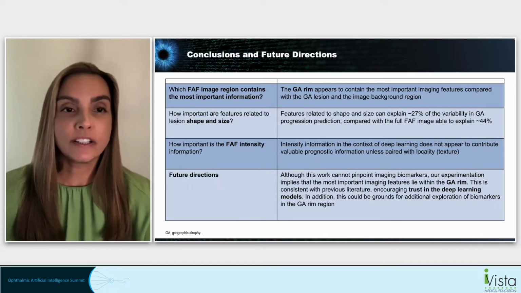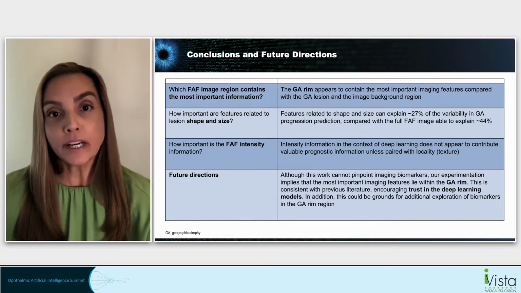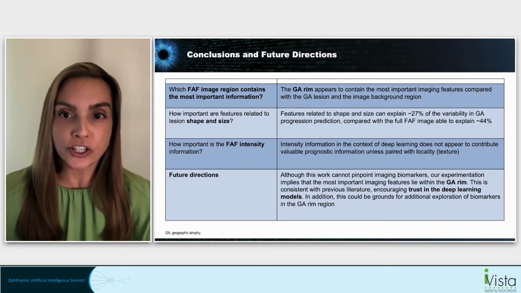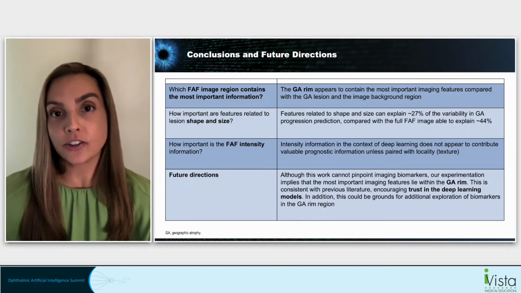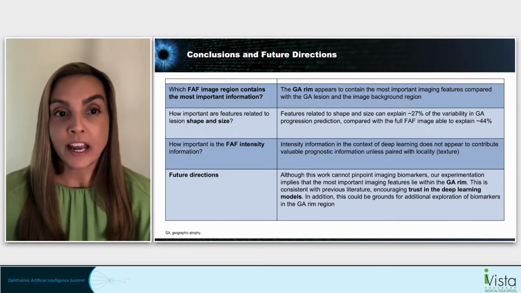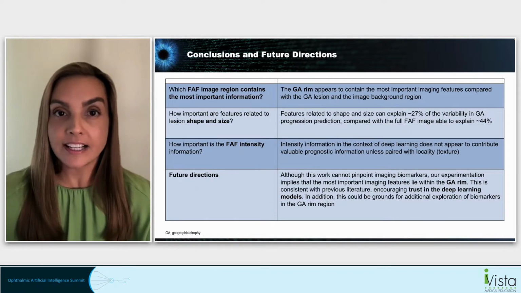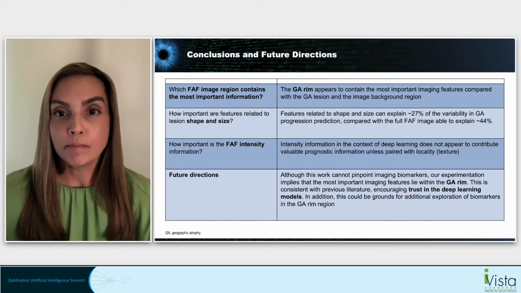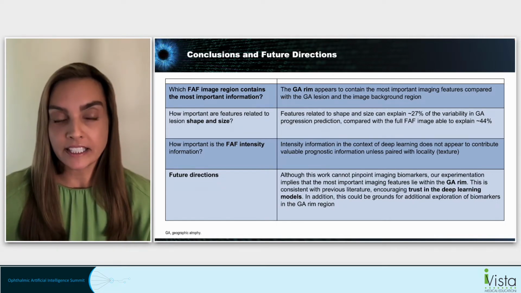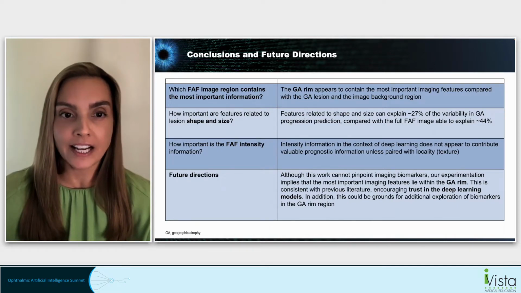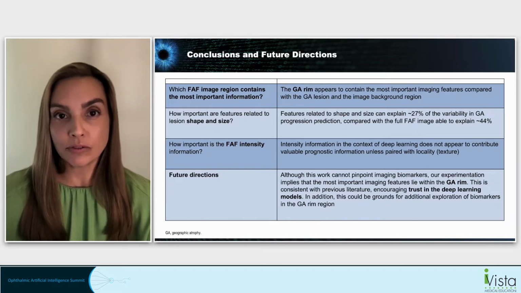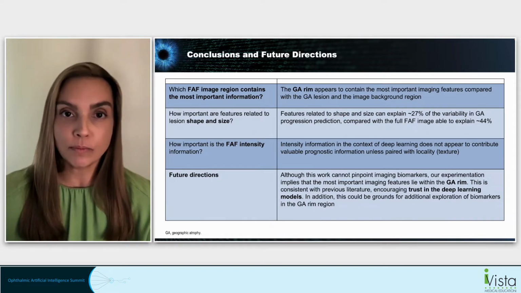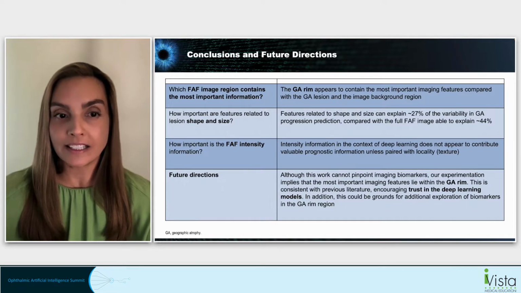So in conclusion, this exercise shows that the GA rim appears to contain the most important region features that our deep learning algorithm used to make such strong progression predictions at baseline that Dr. Anegondi just described. And we confirmed that the shape and size are relevant for that prediction, but they don't explain the entire variability. We also observed from this exercise that for fundus autofluorescence, really what counts is the fundus autofluorescence pattern, but it doesn't seem to be relevant to the intensity of the pixel brightness itself.